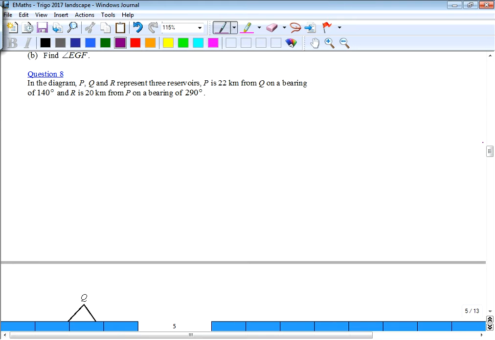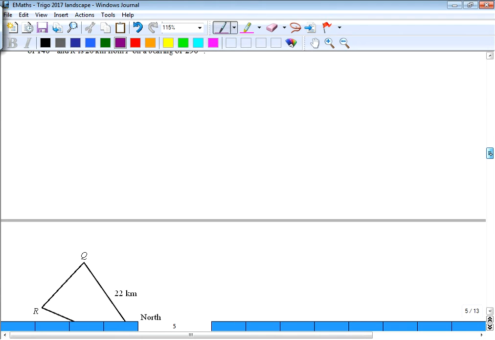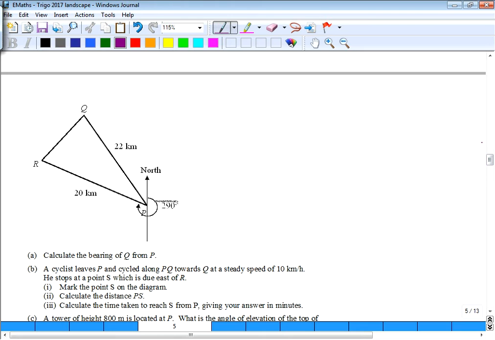Question 8. Hang on, question 8a. Anybody? 8b. B, which part? Part 2. Calculate distance PS. Where is S? These are the angles that we already have.